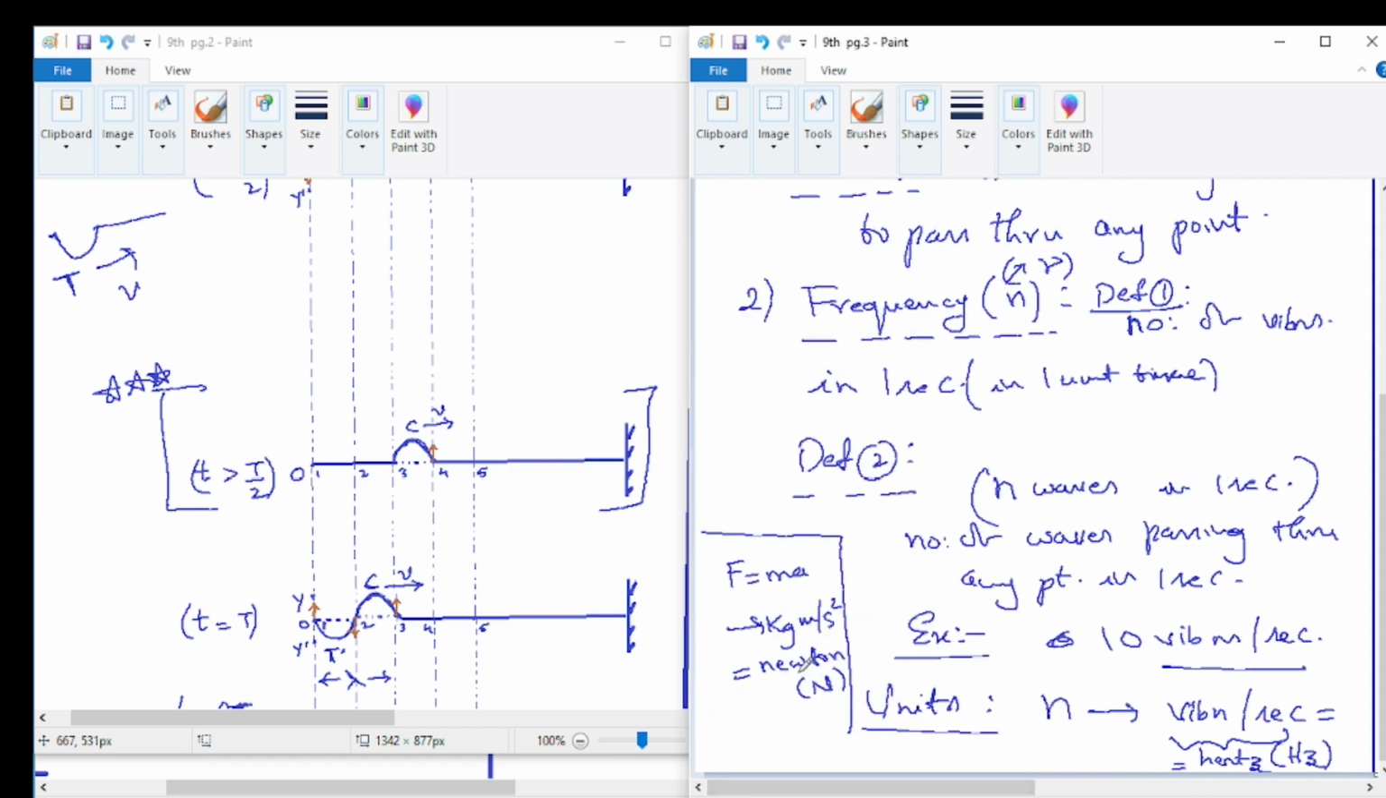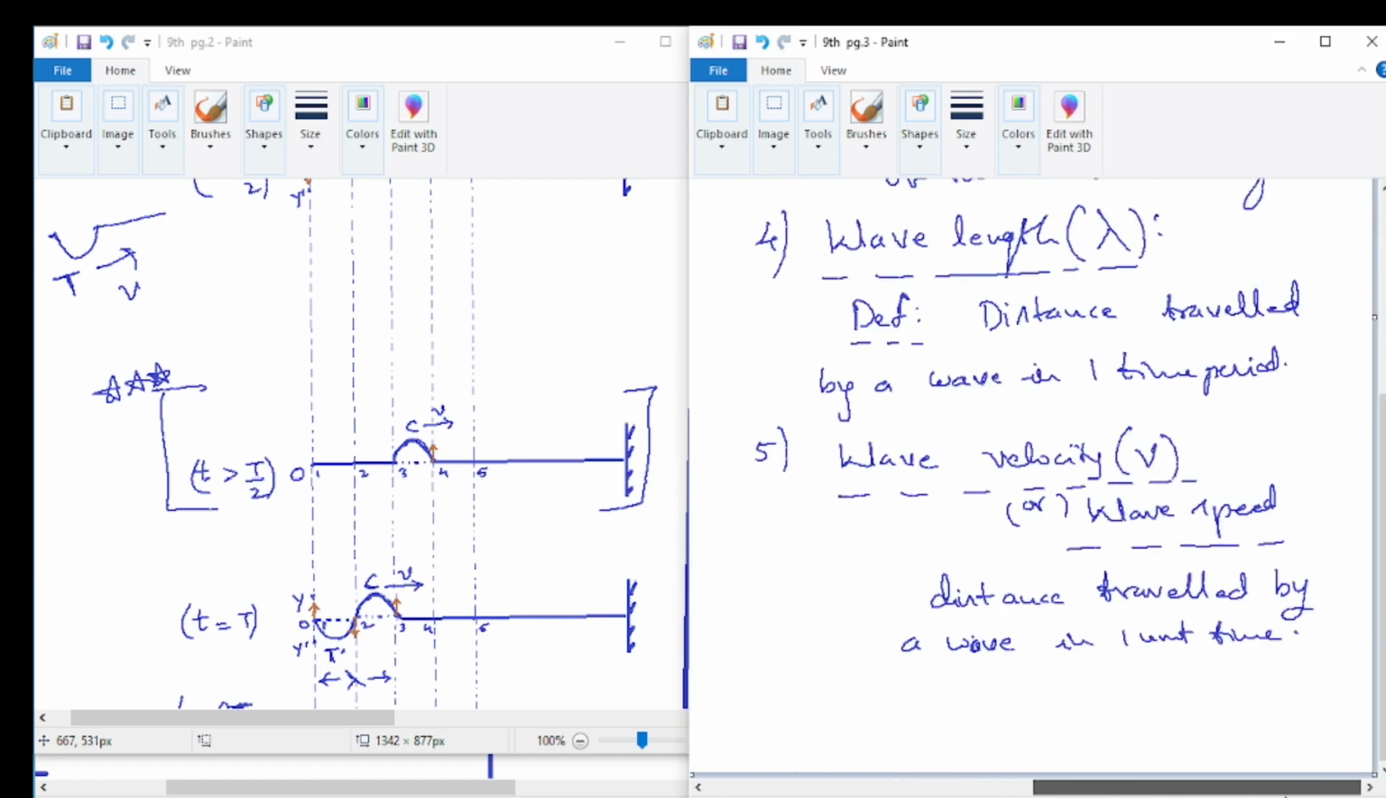Simple, one single letter, single word name is given: Newton, like that. So distance traveled by wave in unit time is called wave velocity. So what is the equation for wave velocity or wave speed? Regular equation for wave speed, or speed of any object, is what? Distance by time. The same equation is used: distance by time, or d by t. So this is a simple thing related to wave velocity or wave speed.